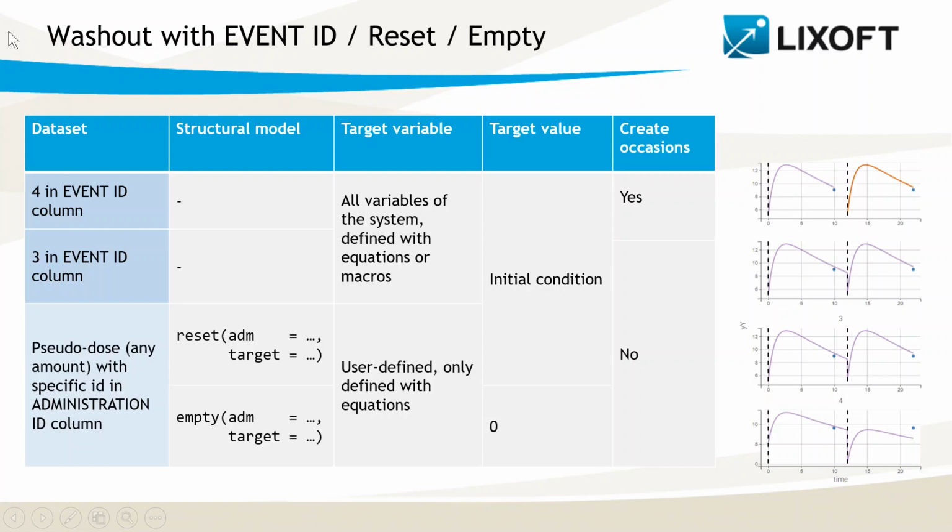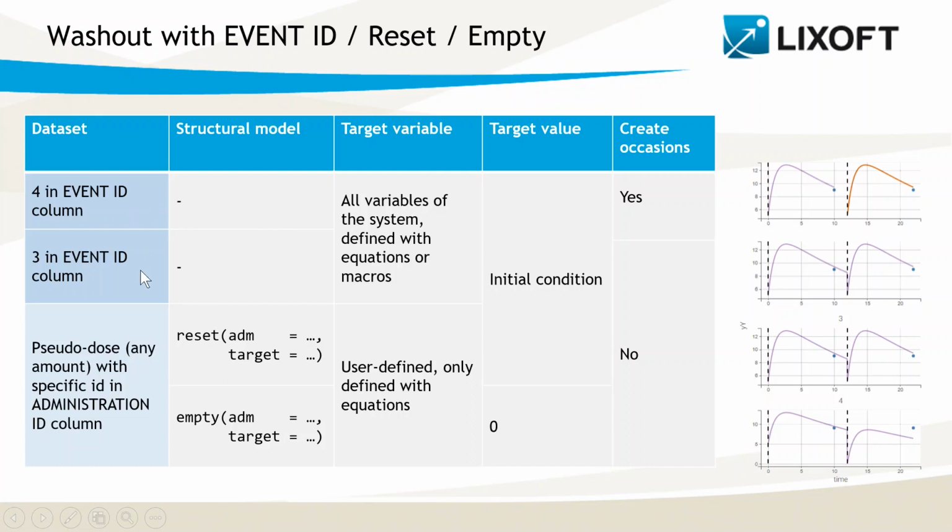In conclusion, I have shown several ways to define reset or emptying of some variables of a model in Monolix. Here is a table that sums it up with two main methods. Writing the value 4 or 3 in a column event ID on a dose line automatically applies a washout just before the dose, meaning that all variables of the system are reset to their initial condition without having to define the washout in the structural model. The value 4 can also create separate occasions.